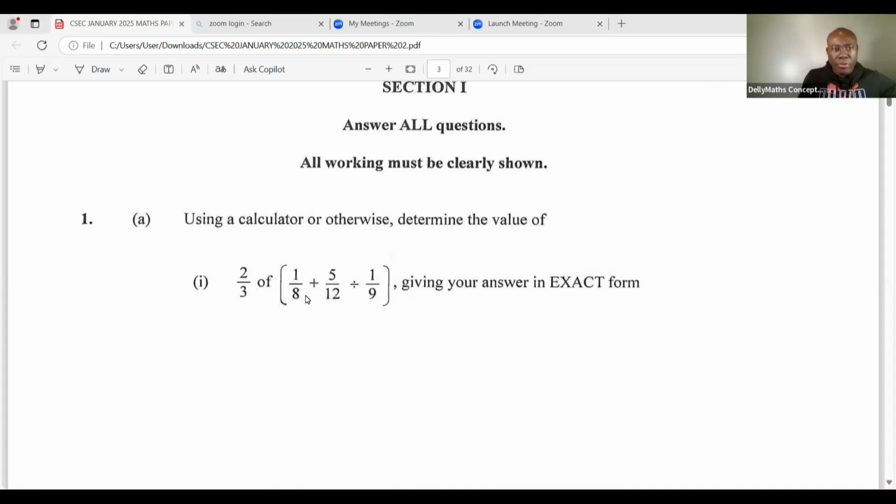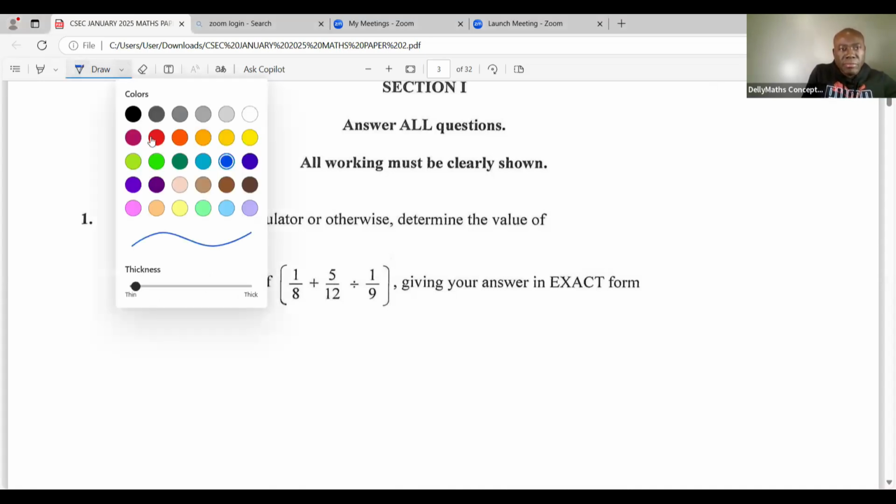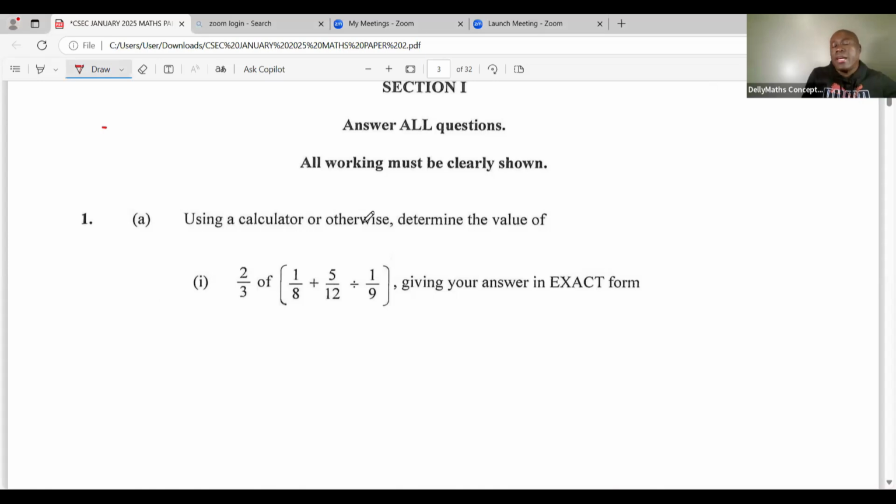All right, so let us go through. Question one says, using a calculator or otherwise, determine the value of 2/3 of, in brackets, 1/8 plus 5/12 divided by 1/9. And we're supposed to give our answer exactly.